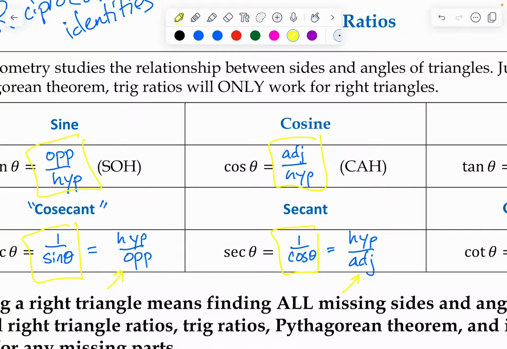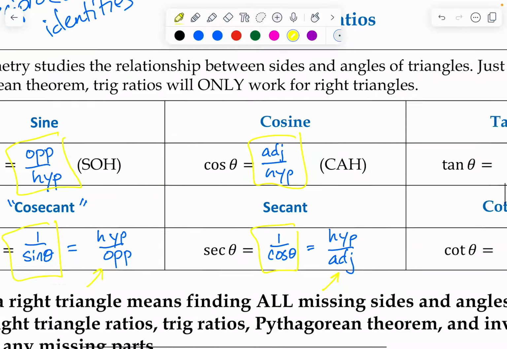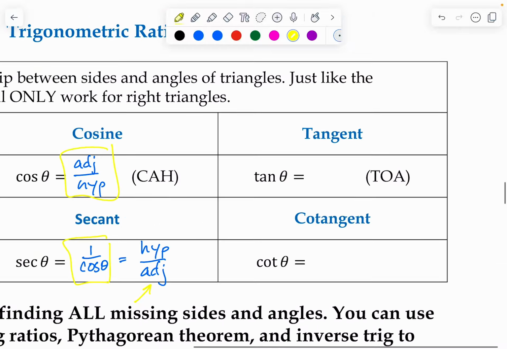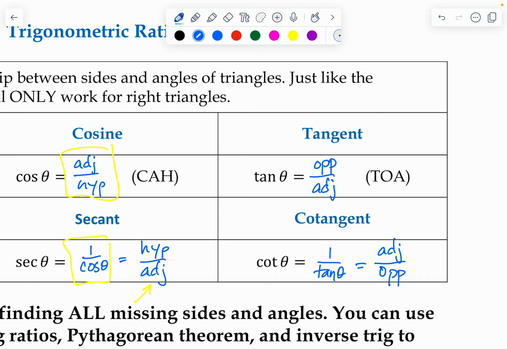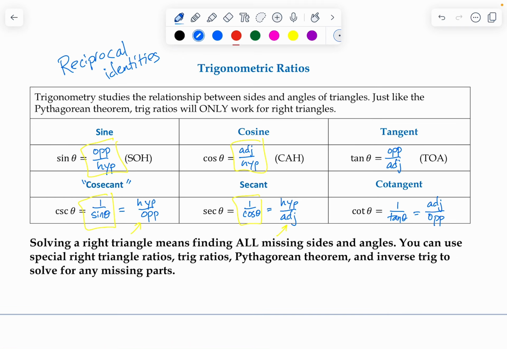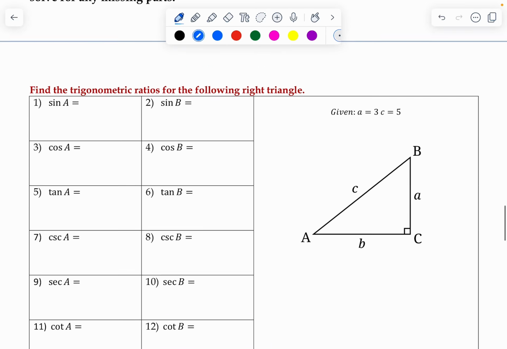And then I use those two pieces to come up with a third. I don't really have hypotenuse over adjacent memorized. I derive it every time. Okay, tangent, the last one here, is opposite over adjacent. And cotangent is 1 over tangent of theta, which means it's going to be adjacent over opposite. Super. Okay, so now we are going to solve.